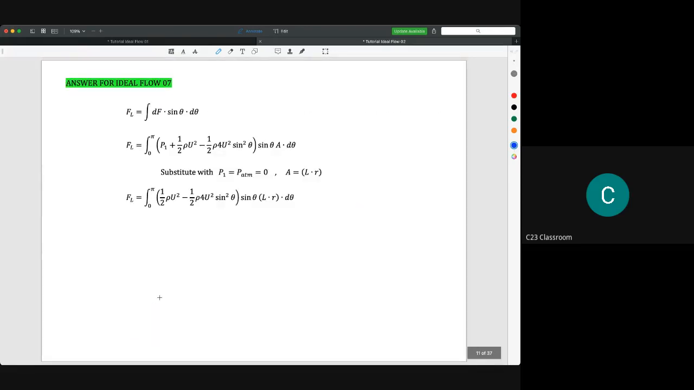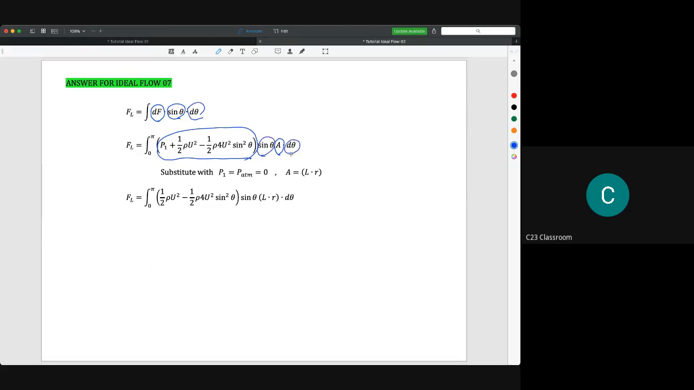Because we need to calculate the force, we are using the lift force here. So the calculation is dF equals F sine theta d theta. Why? Because the question asks us about the force that could lift the hut. So we substitute the value of F here by substituting the value of pressure and area, so we have sine theta and d theta in here.